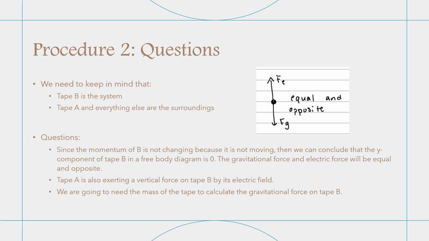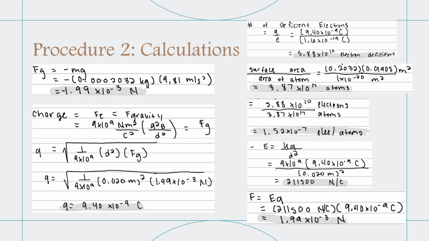So for procedure 2, we need to keep in mind that tape B is the system and tape A and everything else are the surroundings. I created a free body diagram to show the equal and opposite force between the electric force and the gravitational force. And by doing this procedure, we are going to be able to calculate the electric force between the 2 charges. So for procedure 2 calculations, we first calculated the gravitational force, and then we used that and made it equal to the electric force equation to be able to figure out the Q value.